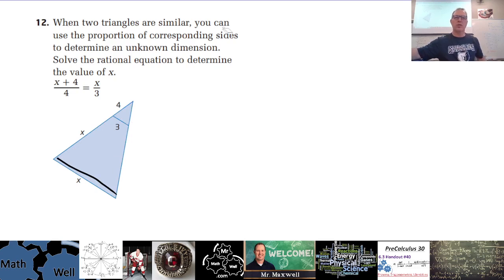When two triangles are similar, you can use a proportion of corresponding sides to determine an unknown dimension. We know this. Solve the rational equation to determine the value of x. So you don't even need this diagram really, you're just solving this proportion right here.